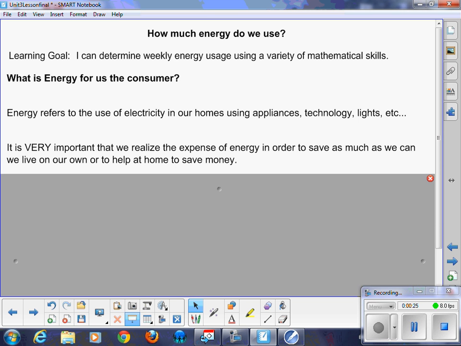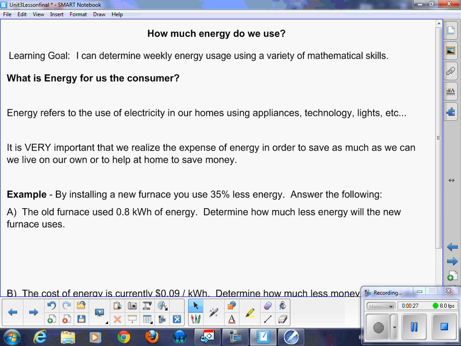As we look at the note here, energy refers to the use of electricity. So when I talk about energy, specifically in this unit, I'm looking at electricity, and how it's used in our homes, our appliances, technology, lights, etc.